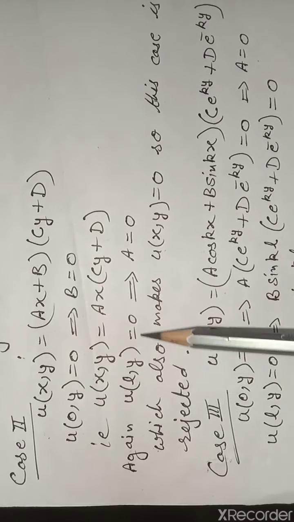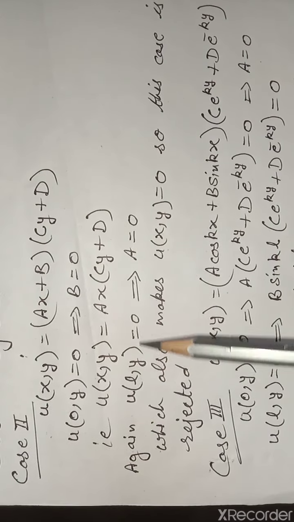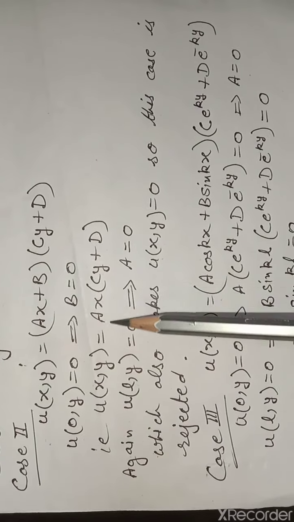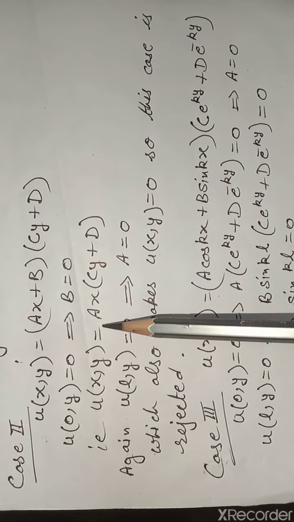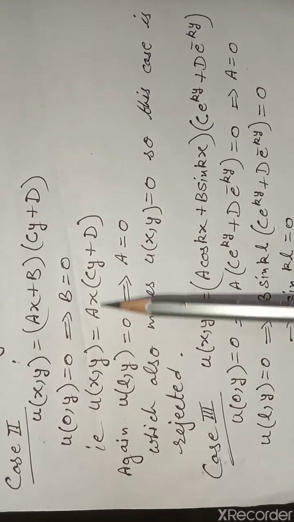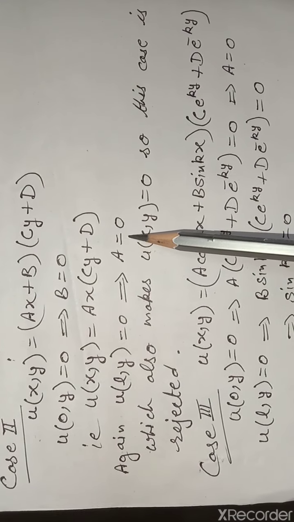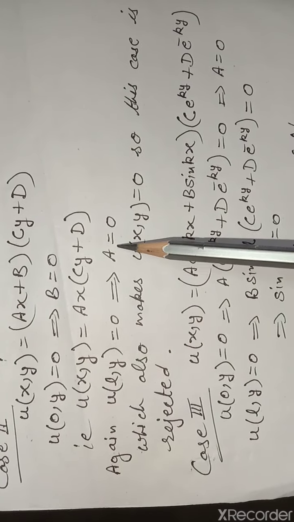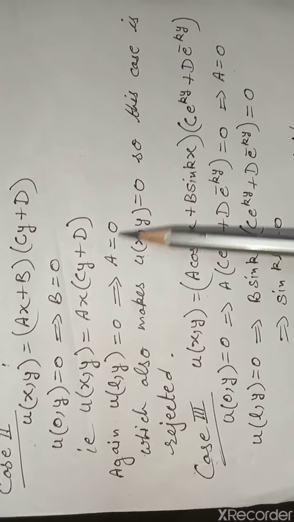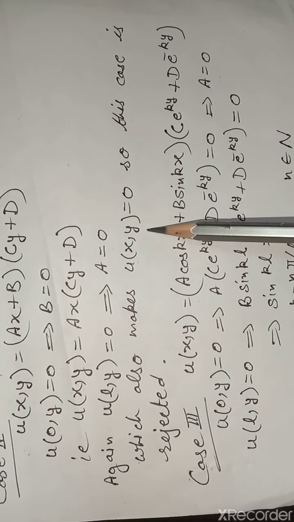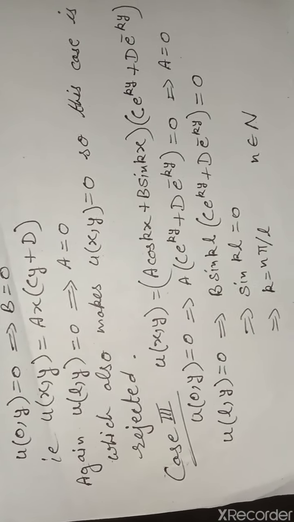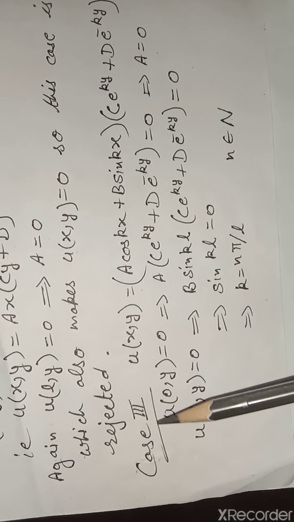Now again we use this condition, u(L,y) is equal to 0. Now put x is equal to L here. So if we put x is equal to L, and equate this to 0, then we have a is equal to 0. So b is already 0, and now we have a is equal to 0, which also makes the solution 0, u is equal to 0. So this case is also rejected. Now we are left with only one case.